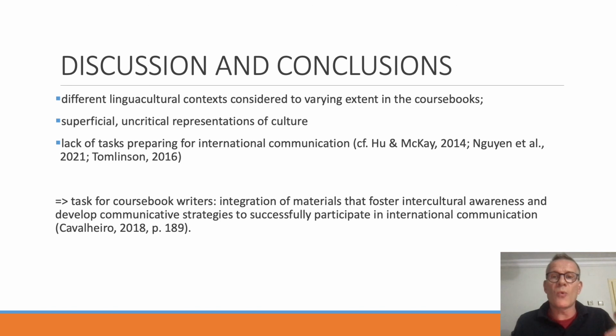So, with an awareness of the limitations of my study, because I only looked at 2 components of course books, I didn't look at the language. The task for coursebook writers is to more frequently and more systematically integrate materials that foster intercultural awareness and develop communicative strategies to successfully participate in international communication. So only giving examples of this culture and that culture may not be enough.